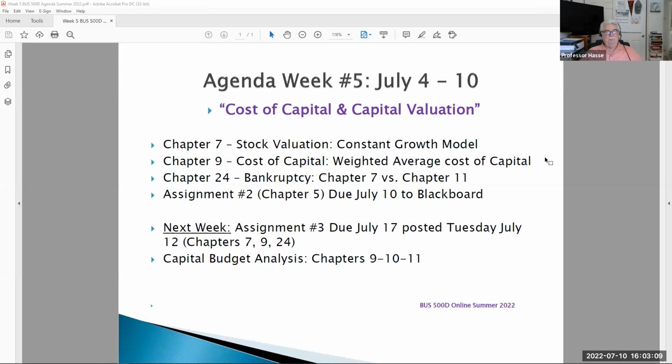So these have been the key points of cost of capital and capital valuation. I point out to you, please make sure you understand and review the constant growth model of determining a stock price. Please understand the makeup of a weighted average cost of capital. And please understand what's the difference between Chapter 7 bankruptcy and Chapter 11. These will be in our questions in assignment number 3, beginning this coming week, due on Sunday, July 17th.